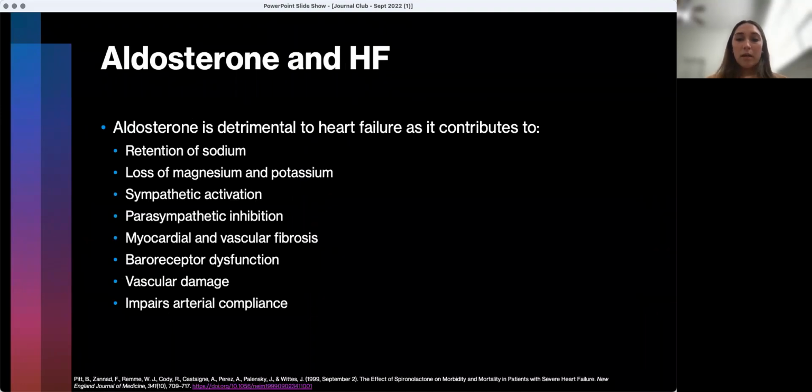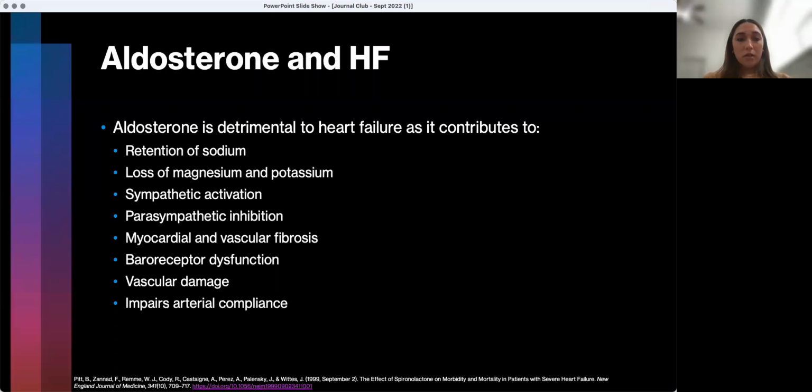So let's talk about how aldosterone and heart failure are related. We know that aldosterone is detrimental to heart failure because it contributes to retention of sodium. Having too much sodium in the body can lead to high blood pressure. And then also loss of magnesium and potassium. This can cause cardiac arrhythmias, and low potassium and low magnesium concentrations can often enhance the toxicity of drugs, especially for people who are taking medications for heart disease. So this is a major problem.